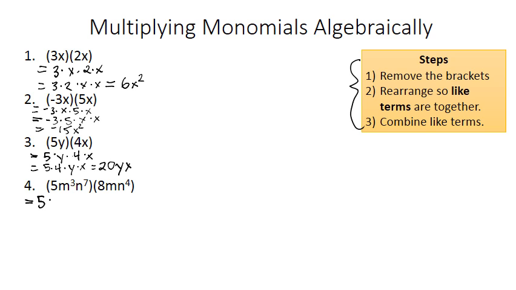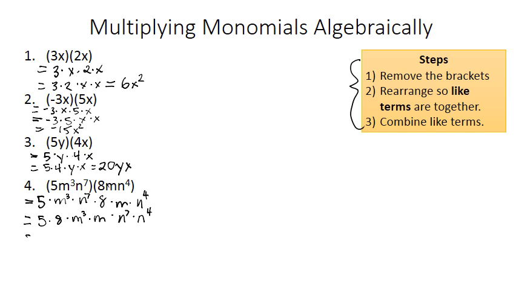It would be 5 times m cubed, or m to the power 3, times n to the power of 7, times 8 times m times n to the power of 4. Now rearrange it so we've got like terms together, or like parts together, I should say. So I'd have 5 times 8 times m to the power of 3, and then my other m, times n to the power of 7 times n to the power of 4.